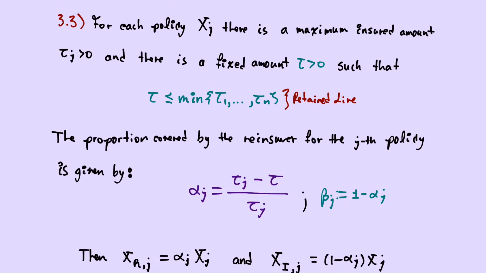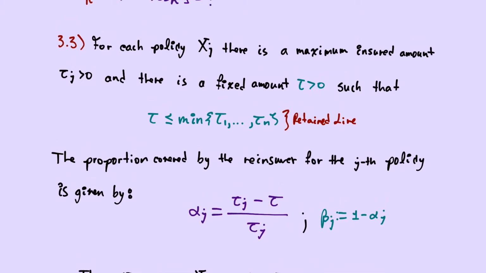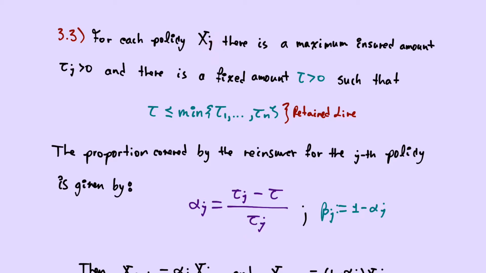The idea is that for each policy, the amount of the claim for each policy, which we will call X_j, we will have a maximum insured amount for each of the policies. That maximum insured amount, we will just call it tau_j. That would be a positive real number.